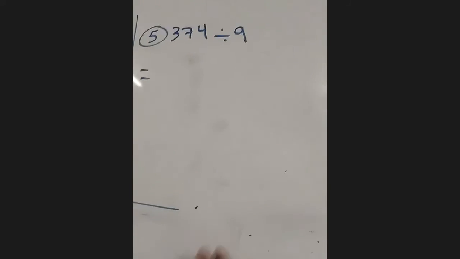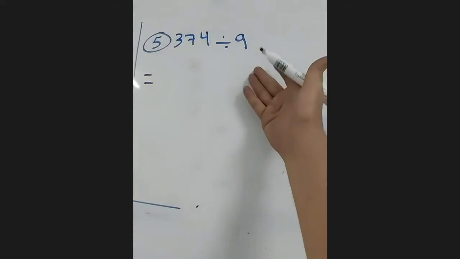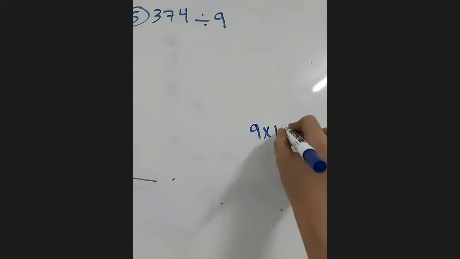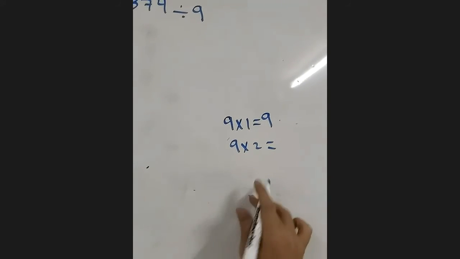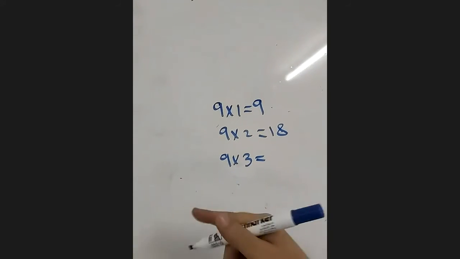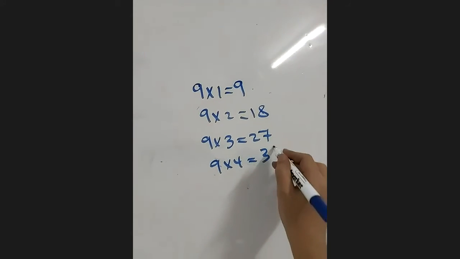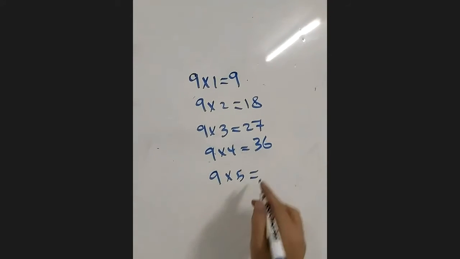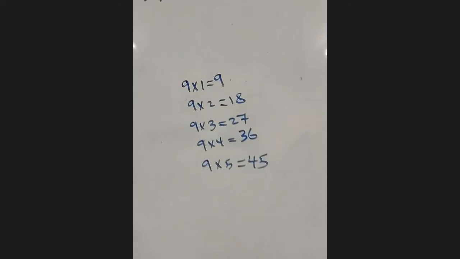Look here, Muhammad. Are you with me? Yes. Let's remember the timetable of 9 together. 9 by 1, 9. 9 by 2, 18. 9 by 3, 27. 9 by 4, 36. 9 by 5, 45. We said memorize the timetable, guys, many times, okay?